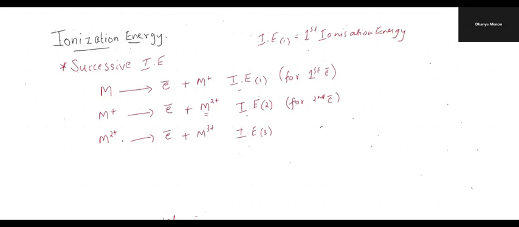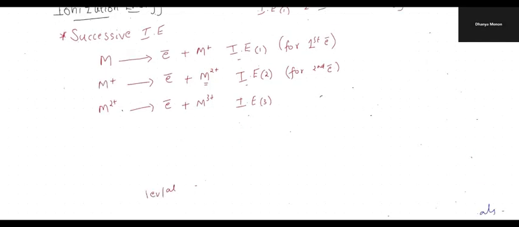Now, here they usually ask to arrange them in order of increasing or decreasing ionization energy. Which value of ionization energy is higher, or which one is lower. So this is one of the important questions.